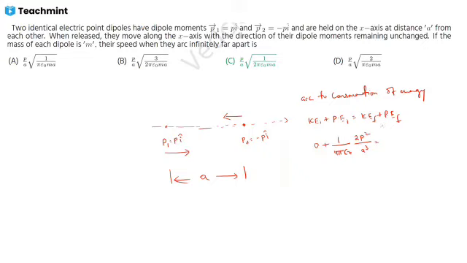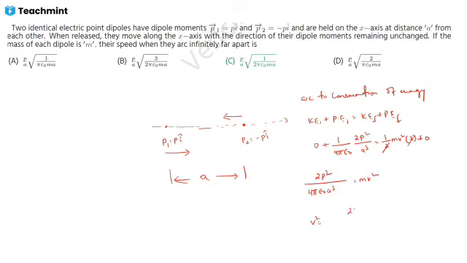So that will be equal to the kinetic energy of the two, half mv square into 2. Why I am writing 2 here means both the particles will be having the kinetic energy, so we are going to add both. So here 2 will get cancelled. Now they are asking us to find out the velocity, no? So 2p square divided by 4 pi epsilon naught a cube is equal to mv square.